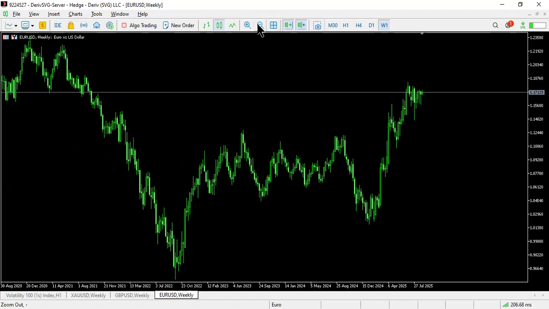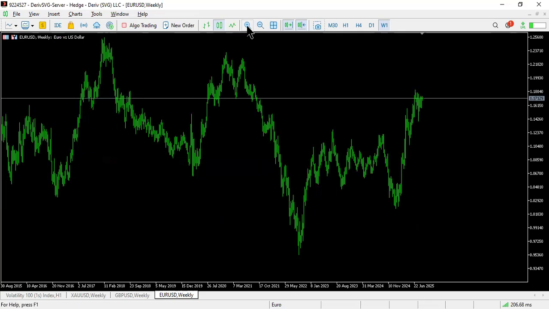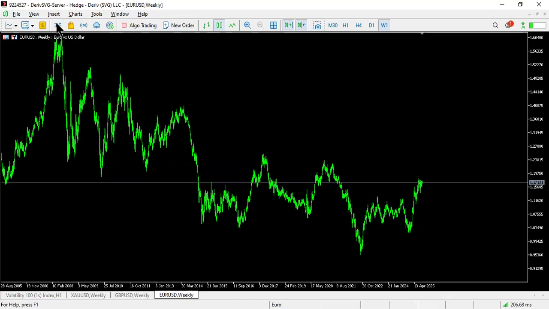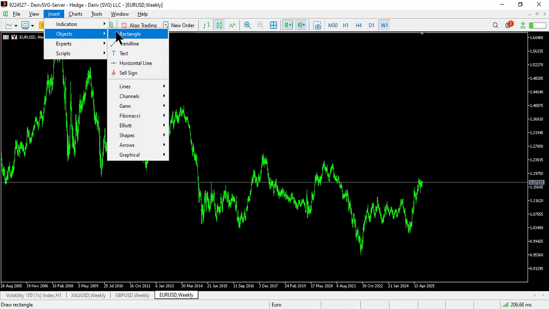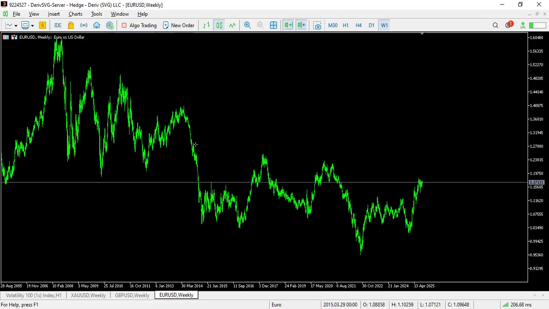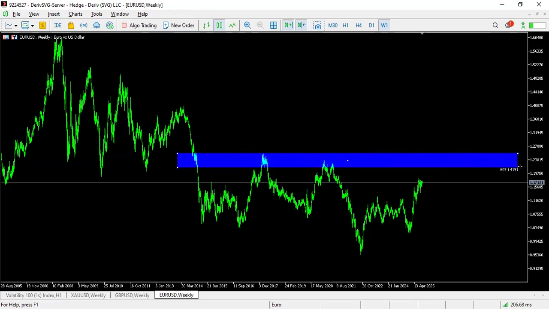Go to your weekly time frame, and as always, on the weekly time frame, that is where we mark our supply and demand zones. Like I always emphasize, price moves between supply and demand zones. So let's mark our levels. You always mark the levels where price has reacted the most.